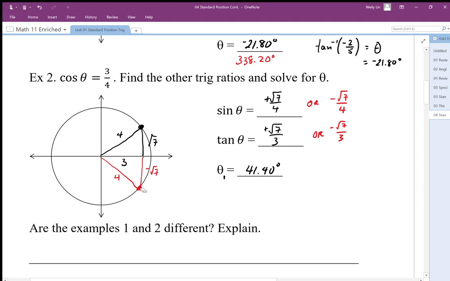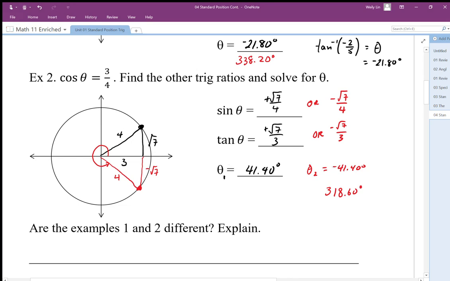But using symmetry, I can work out the red position of this. The red position, I'm going to call theta2, and that could be negative 41.40, or if I need to measure it in the positive direction, theta2 could be written as a coterminal angle as 318.60 degrees. Okay, so these are equivalent positions. Theta1 and theta2 are two different angles and indicate two different positions.